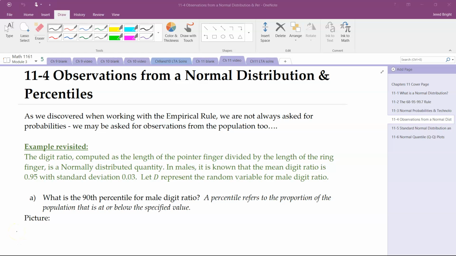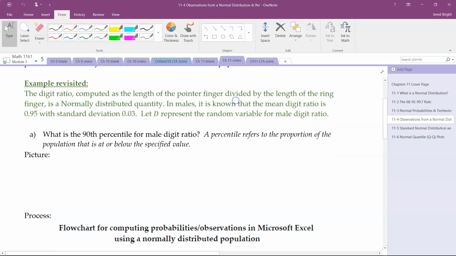So in the last video, we worked with a context where we found the probability associated with a value that wasn't on one of those nice standard deviation lines. But I seem to remember when we were working with the empirical rule that we encountered it kind of reverse, right? We were being given the probability and we needed to find the observation from the population. Okay, so how do we do that?